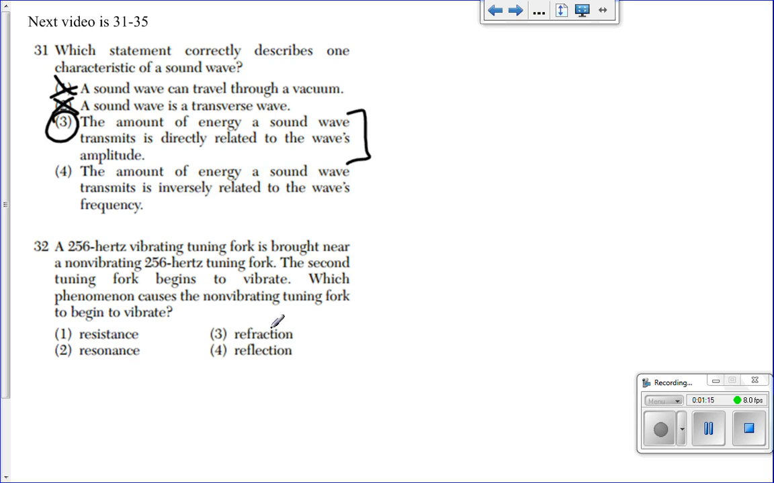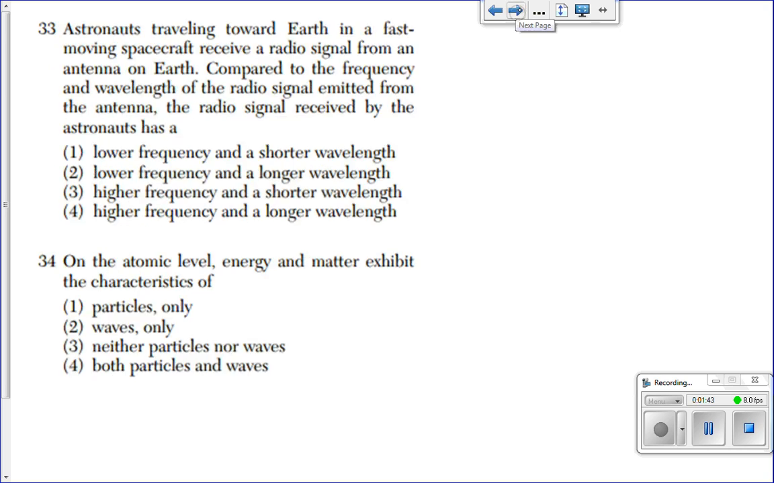Number 32, talking about tuning forks that are of the same frequency. And this is exactly what we did in class when we had the two mallets with the xylophone bars. Because they were the same frequency, when you hit one, the other one starts to ring. That's because at the same frequency, you have resonance. And that's just one you got to know. That is resonance.